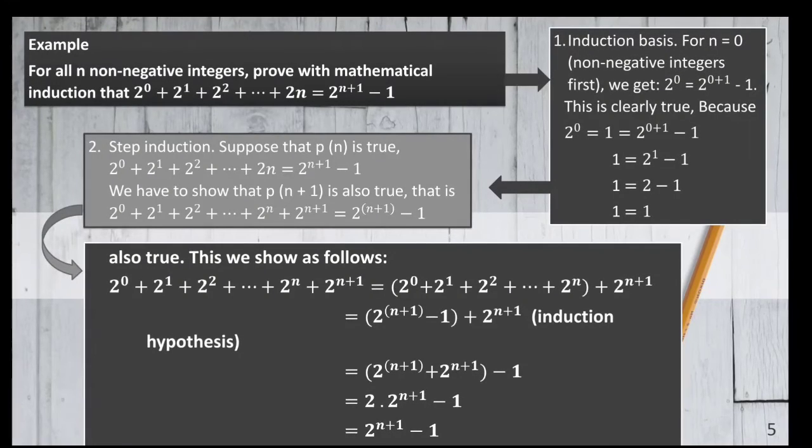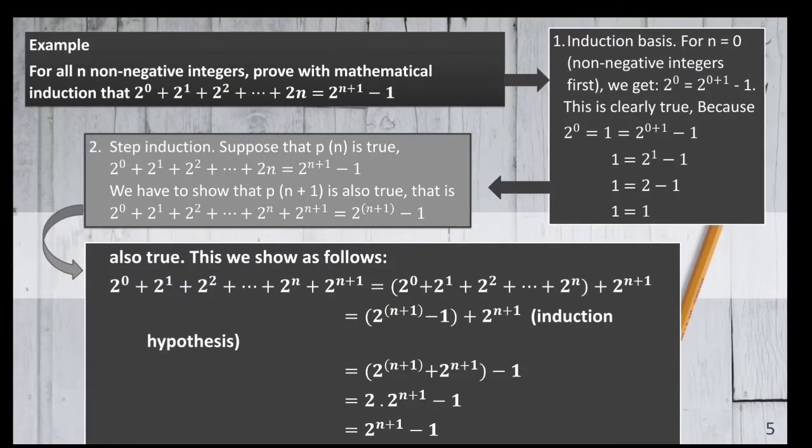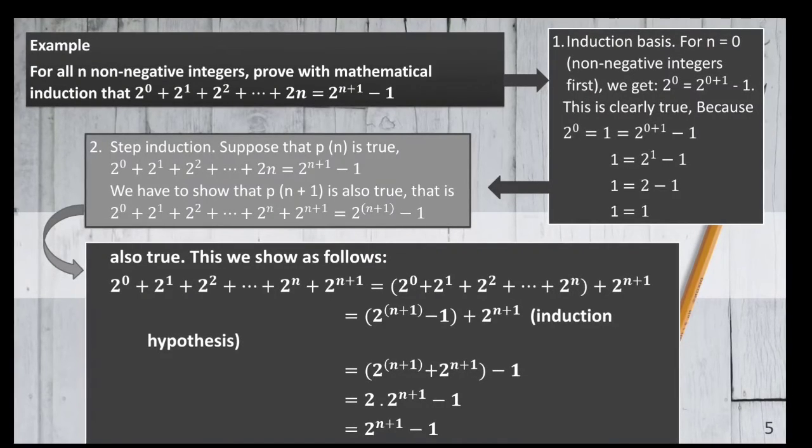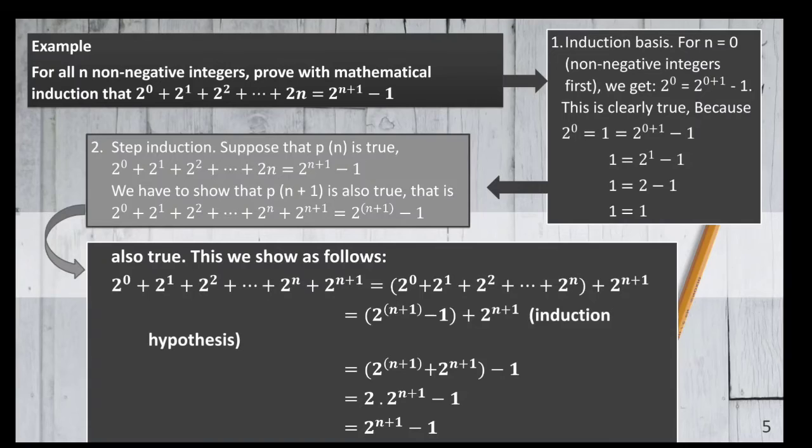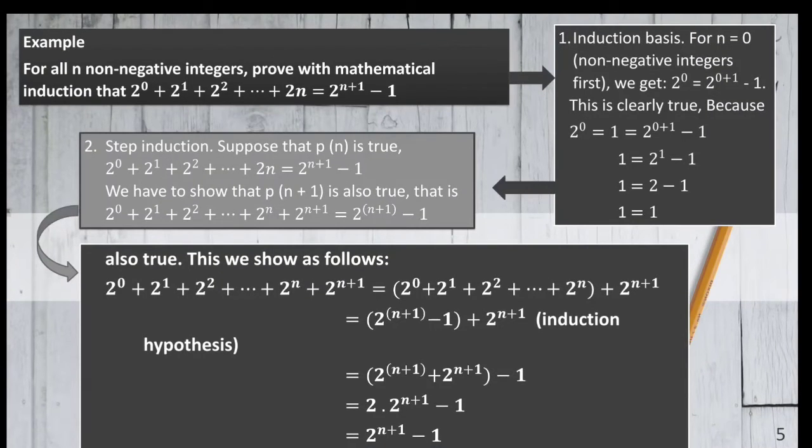We get 2 to the 0 equals 2 to the 0 plus 1 minus 1. This is clearly true because 2 to the 0 equals 1. And 2 to the 0 plus 1 minus 1 is 2 to the 1 minus 1, which is 2 minus 1, and 1 equals 1. The principle of mathematical induction says P1 is true.